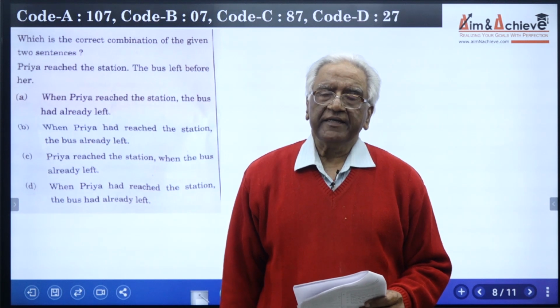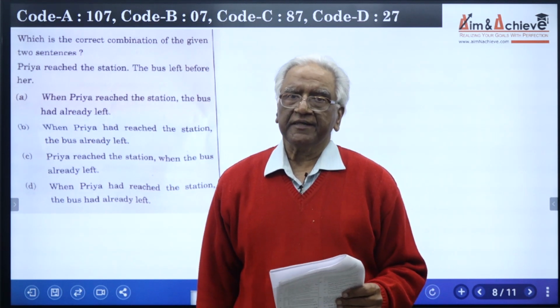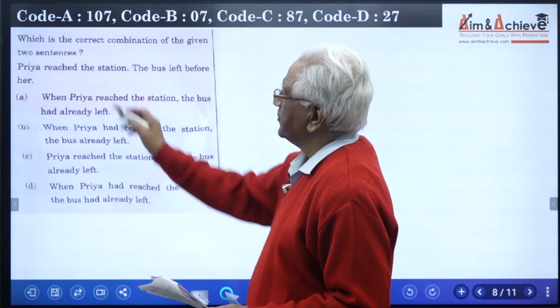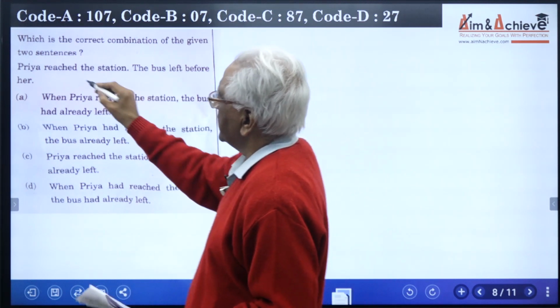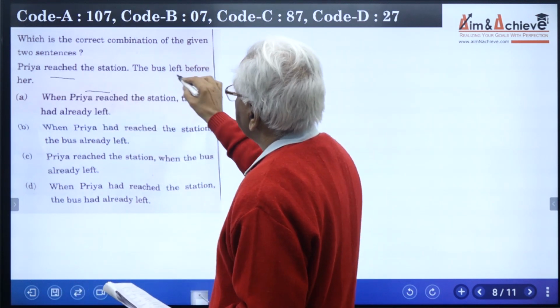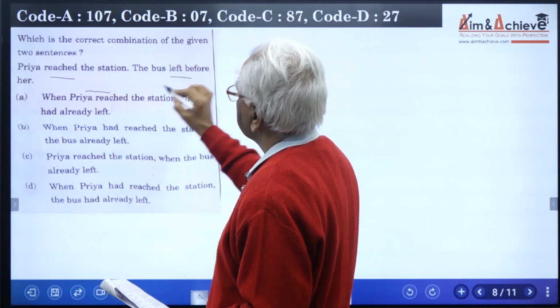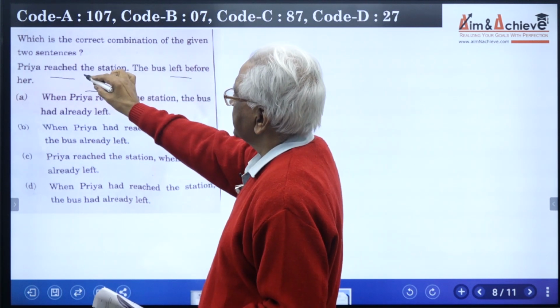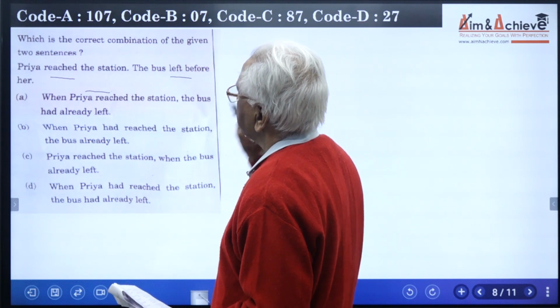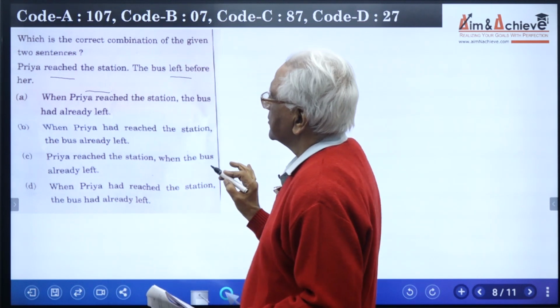Now I will read the next sentence for you, the paired sentences that is. The first sentence: Priya reached the station. Mark the use of reached. The bus left before her. That means when she reached the station, the bus had already left. This is the implied sense.